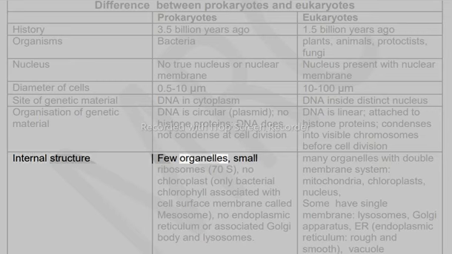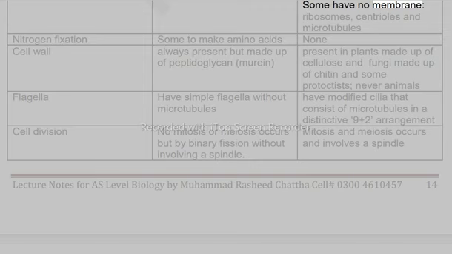Internal structure: prokaryotes have few organelles, small 70S ribosomes, no chloroplasts, only bacterial chlorophyll, and a structure associated with the cell surface membrane called the mesosome; no endoplasmic reticulum, Golgi body or lysosomes. Eukaryotes have many organelles, with double membrane systems: mitochondria, chloroplasts, nucleus; some have a single membrane: lysosomes, Golgi apparatus, endoplasmic reticulum, rough and smooth, vacuoles; some have no membrane: ribosomes, centrioles and microtubules. Nitrogen fixation: some prokaryotes can do it to make amino acids; eukaryotes none. Cell wall: always present in prokaryotes but made up of peptidoglycan, murein.